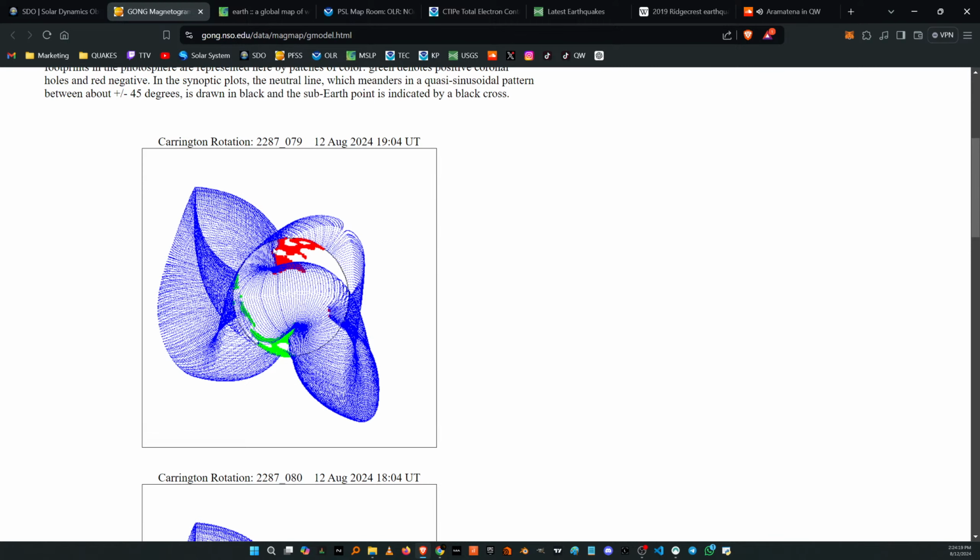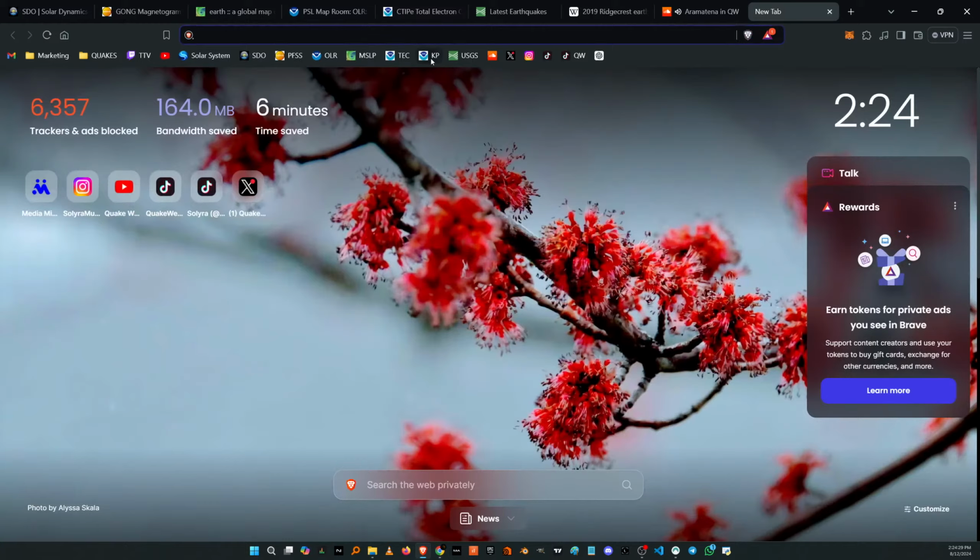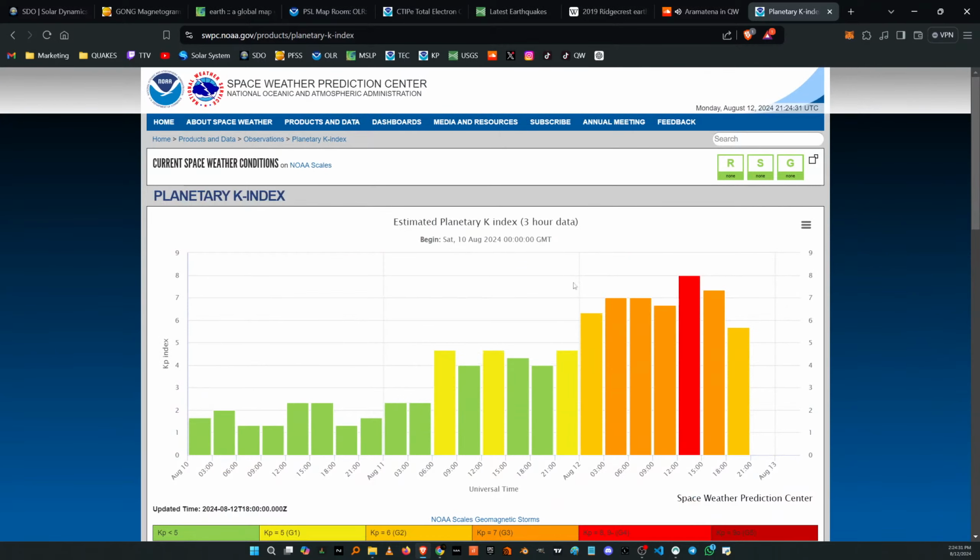But what we've also seen is that we have just experienced, or are still going through, some geomagnetic instability here. And let me show you what that looks like. So we go to the planetary KP index. See how high that is? That's pretty high. So anything below this KP index 5 right here is normal. So anything above 5, we call that a geomagnetic storm.